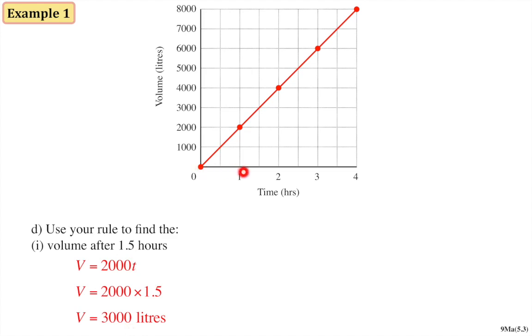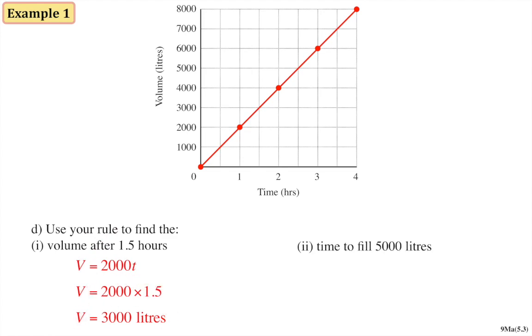And let's look at our graph. Come across to 1.5 hours. We go up to the line. Now we go back across, and it's at 3,000 litres. So we could have read the answer off from our graph, but it says to use the rule, which means you'd have to write the rule, show the working, and the answer, not just look at the answer from the graph.